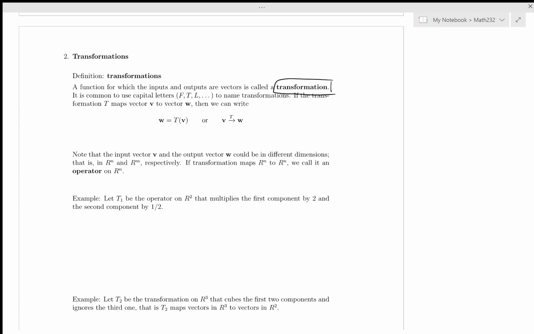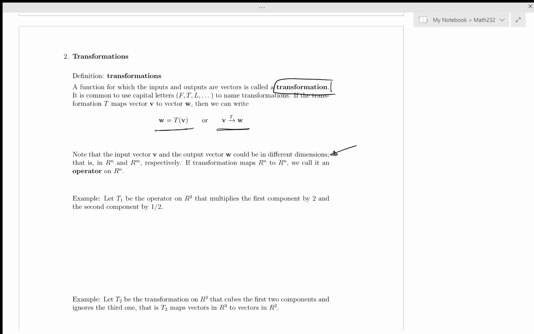So if the transformation T maps vector v to w, then we can use that same type of function notation. The vector w is the image of v under the transformation T. We might even write it like this: T transforms v into w. Okay, so we have an added wrinkle here over the regular function discussion, and that is that v and w could be in different dimensions. For example, the input could be in Rn and the output could be in Rm.